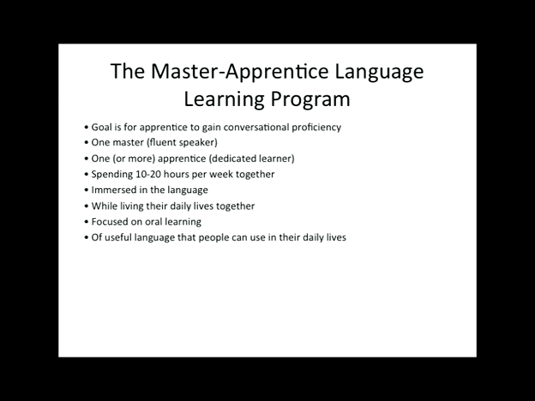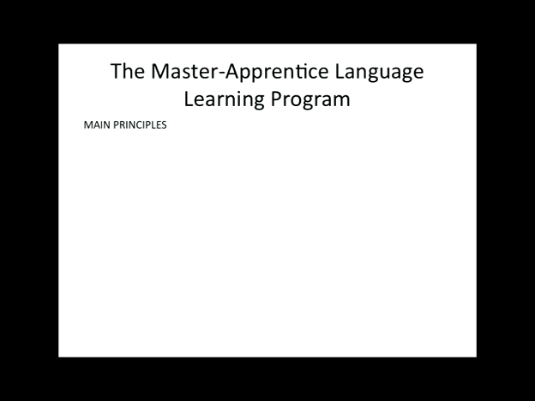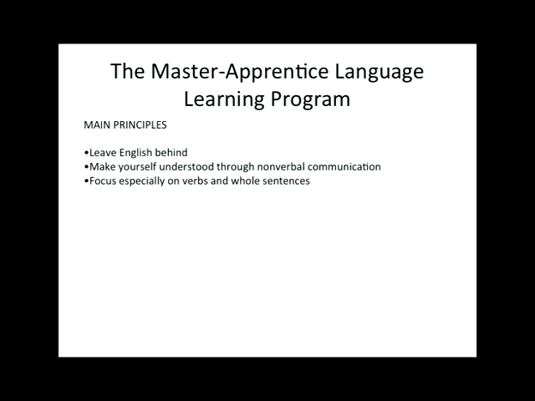So the main principles, first of all, is immersion, leave English behind. And I'm going to talk about each of these in a little bit more detail. We train people to make themselves understood through nonverbal communication as part of the immersion process when people don't understand each other. We try to make sure they focus on verbs and whole sentences rather than what people who are not professional teachers tend to do, which is say, okay, we'll do numbers, we'll do colors, we'll do animals.